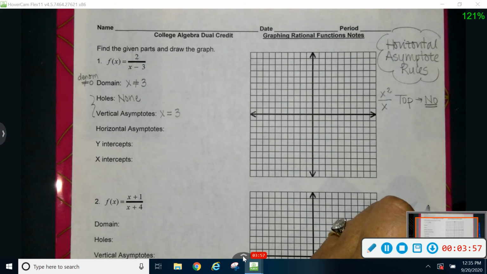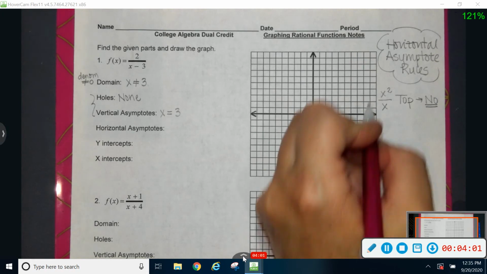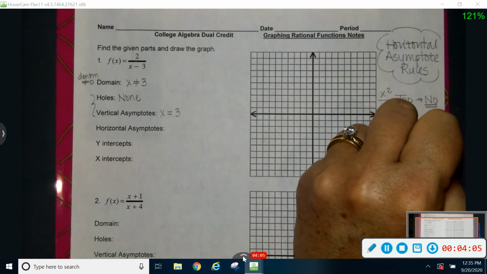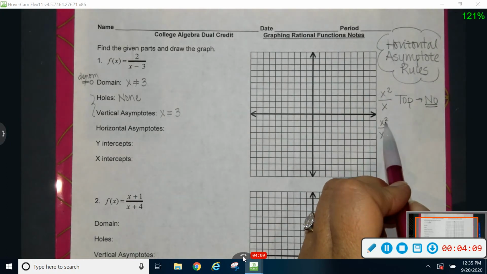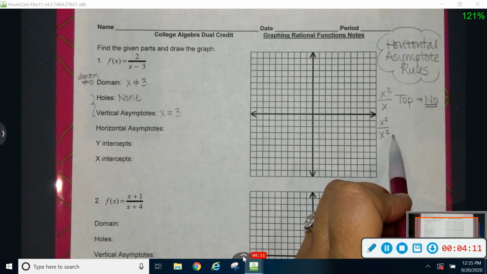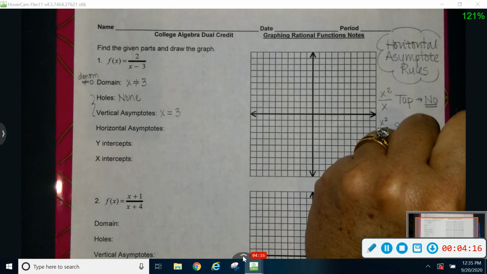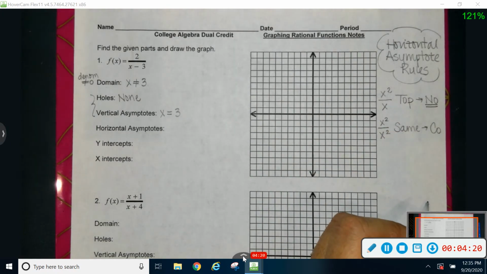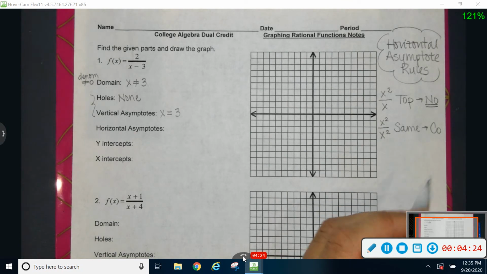It actually creates a slant asymptote, but we won't get into that. That would be a different course. The next thing that can happen is my degree on top is the same as my degree on bottom. My highest degree on top is the same as my degree on bottom. If they happen to be the same, then we have a horizontal asymptote at the ratio of the coefficients. So I'm going to put the note same co.